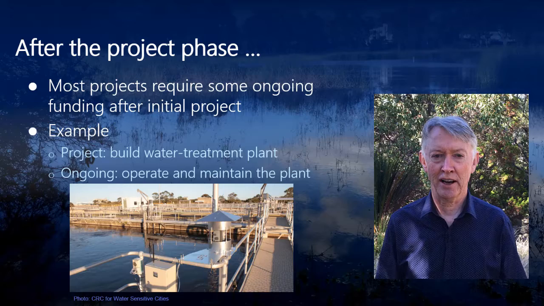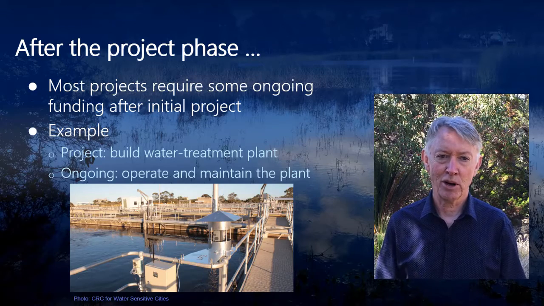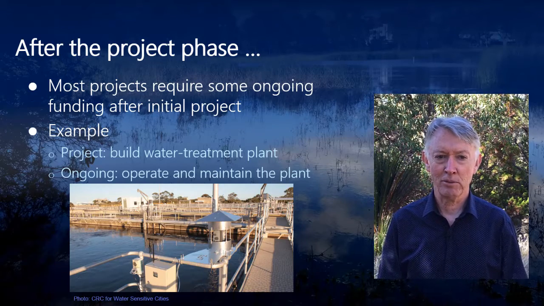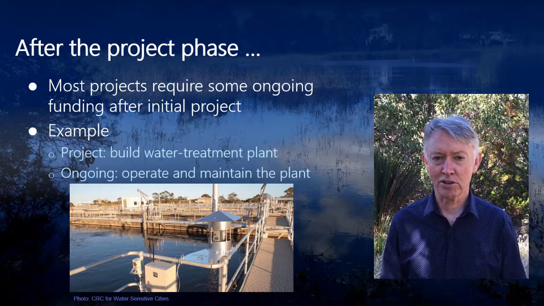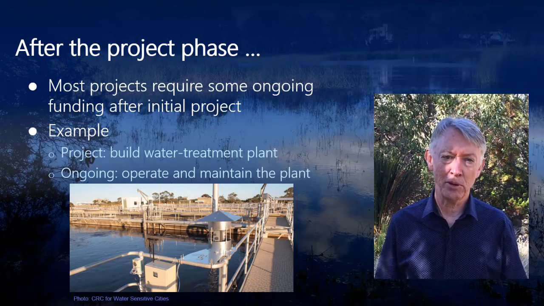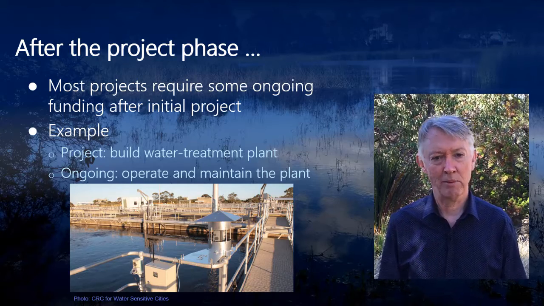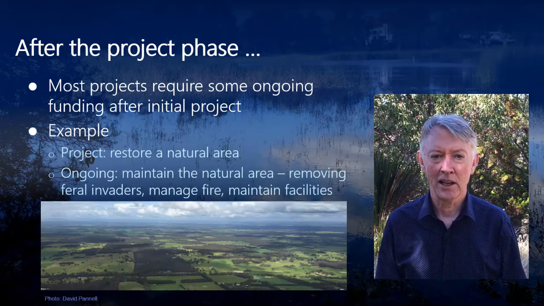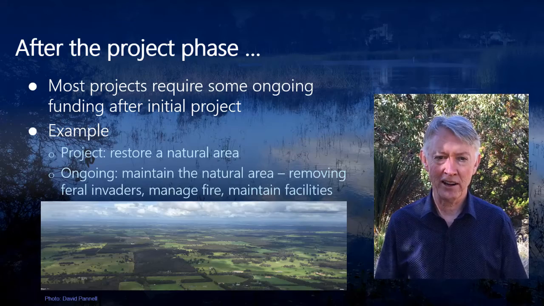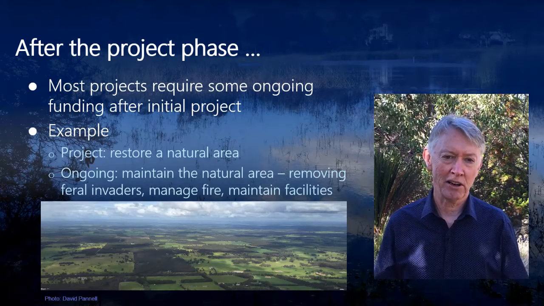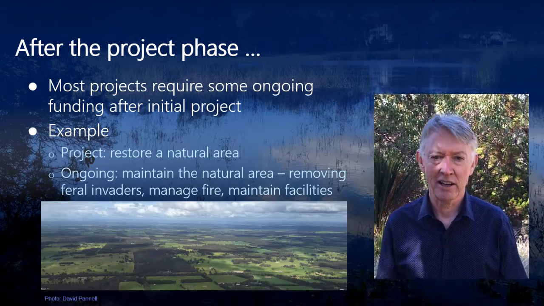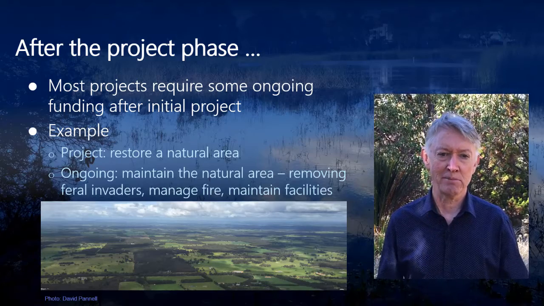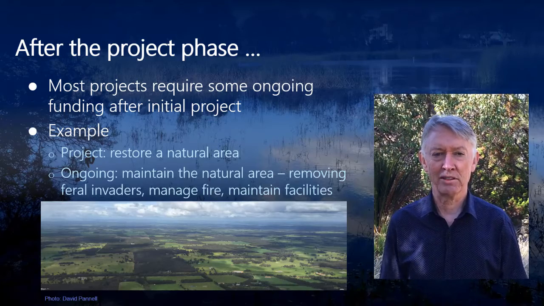After the project phase, most projects require some ongoing funding. For example, we might have a project to build a water treatment plant, and then there would be ongoing funding required to operate and maintain the plant. Or another example could be a project might restore a natural area, in which case we will need ongoing funding to maintain the natural area, such as removing feral invaders, managing fire, and maintaining facilities.